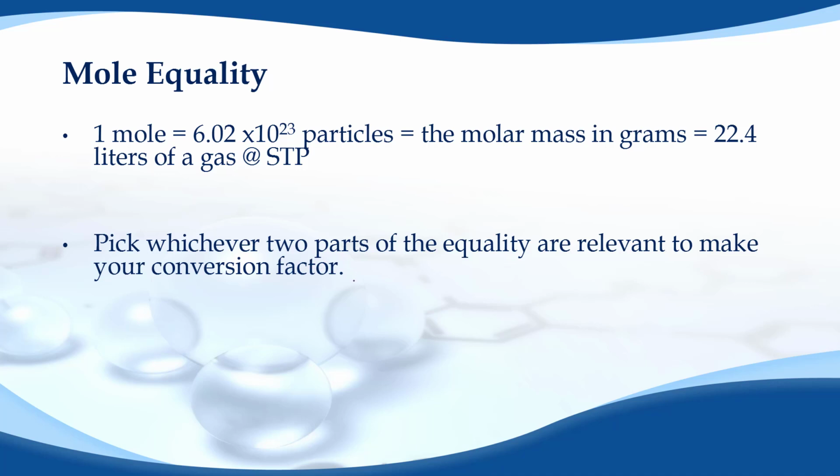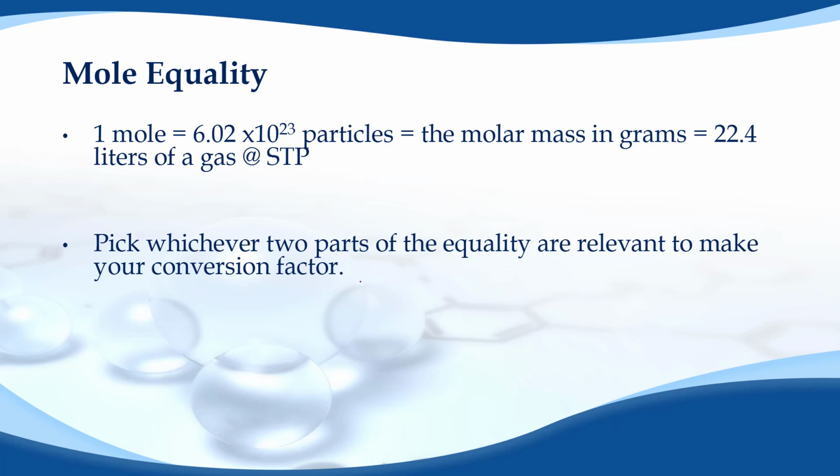So if I want to convert, let's say, between liters and grams, I could just use the 22.4 and the molar mass to convert between those two. And I can do that as a one-step conversion. If you wanted to, you could go from liters to moles and then moles to grams as a two-step. Some people like doing that. Whichever way you want to do it will be perfectly acceptable.